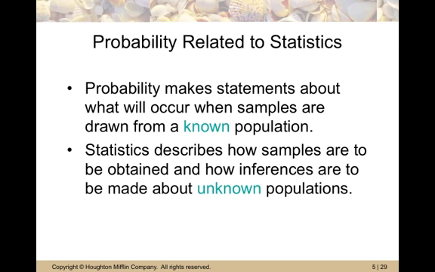All right, probability related to statistics. Probability makes statements about what will occur when samples are drawn from a known population. Statistics describes how samples are to be obtained and how inferences are to be made about unknown populations. So probability and statistics aren't the same thing, but they are related because they both deal with samples and populations.